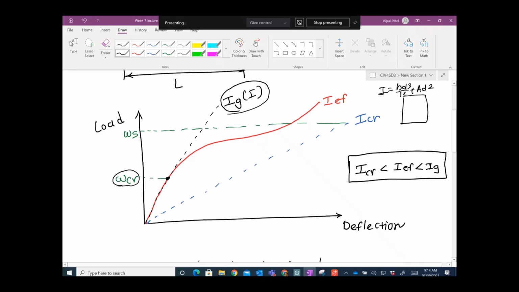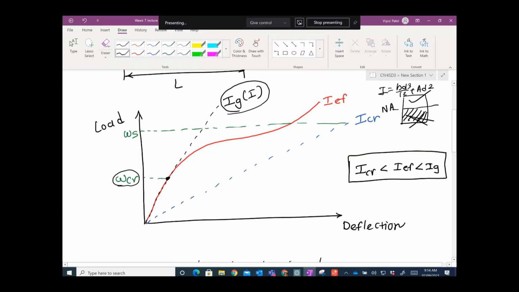So you have this cracked moment of inertia. You can see this is significantly lower. If it's cracked, then you have this neutral axis, and this portion is gone. You just have only this part. So in that case, you have the cracked moment of inertia, which is significantly lower.